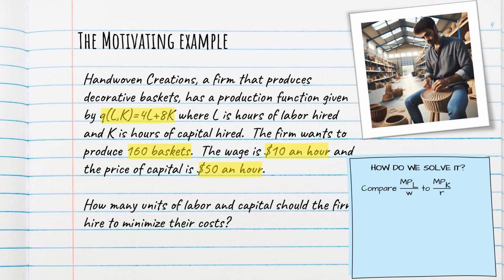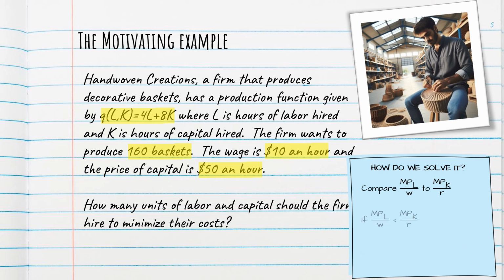And what do we do once we compare them? Well, if we find that the marginal product of labor over the wage is greater than the marginal product of capital over the rent, we should conclude that per dollar spent on labor, we're getting more production than per dollar spent on capital, which means we should hire only labor. And how much labor do we hire? Enough to satisfy the isoquant condition. So we hire enough to produce 160 baskets, and capital is equal to 0.